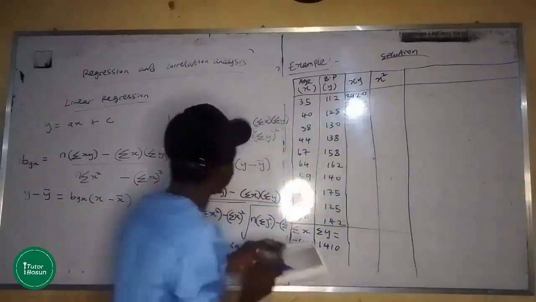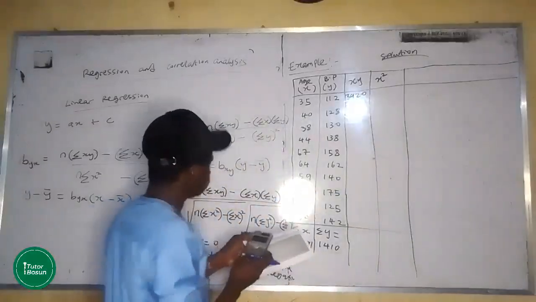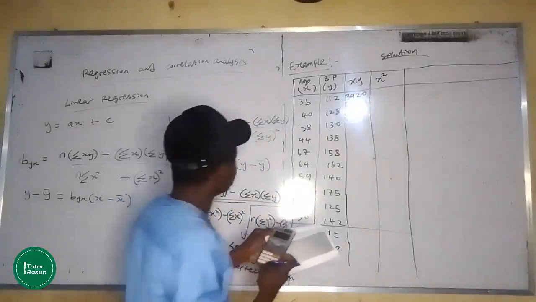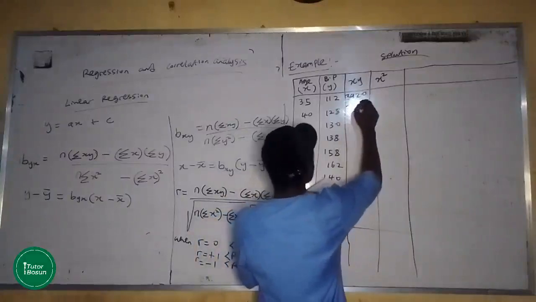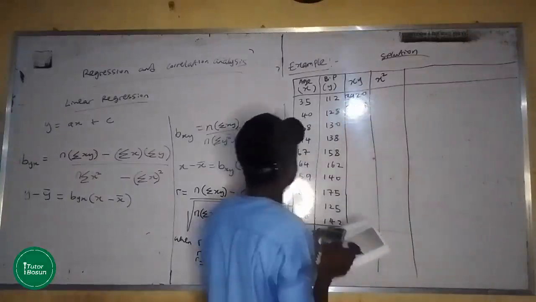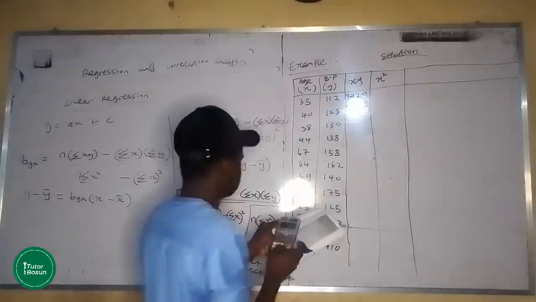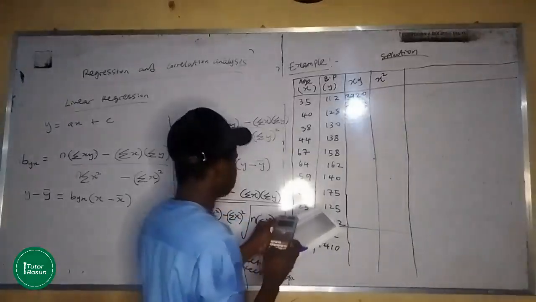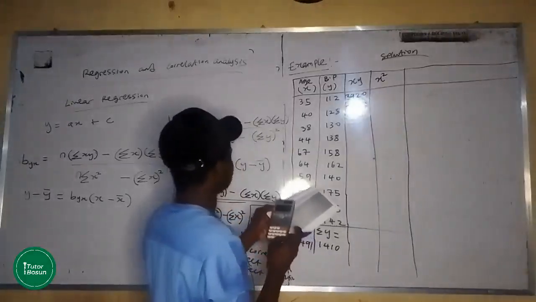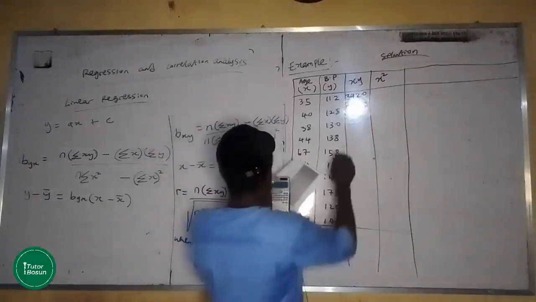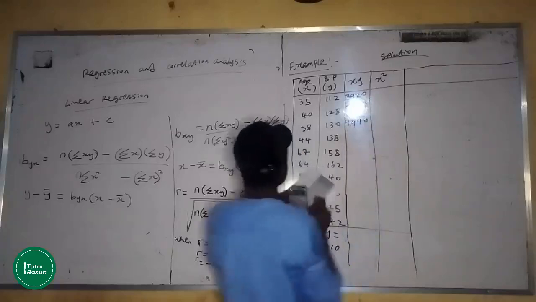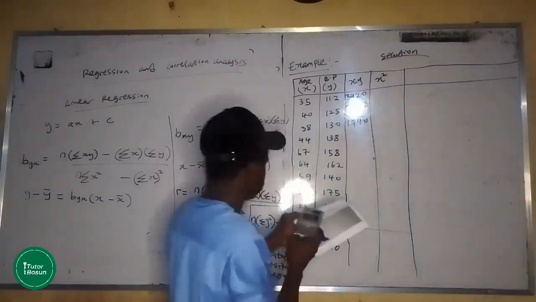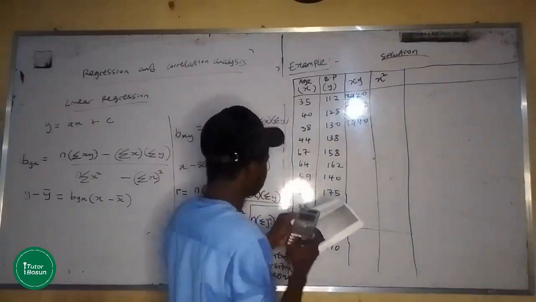3920. We have 40 and 128. 40 times 128 is 5120. We have 38 times 130. That's 4940. So we have 44 times 138.